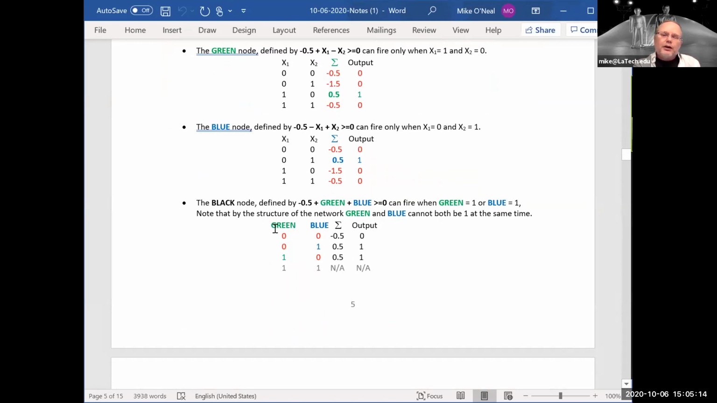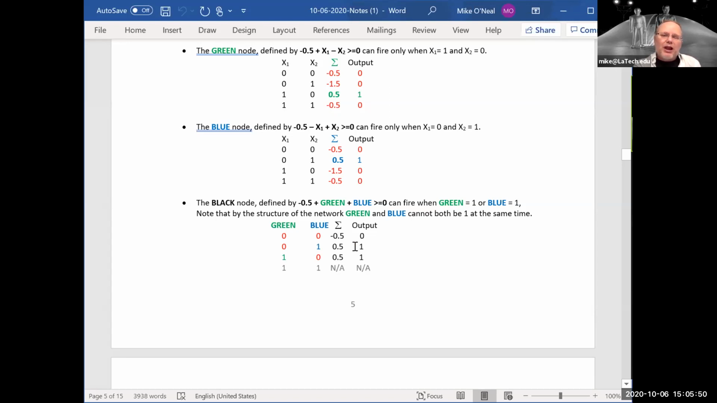Black will generate a 1. If green and blue are both 0, then you get an output of 0. And what if Mr. Green and Mr. Blue are both 1? That cannot occur because the input conditions for green are exactly the opposite of the input conditions for blue. So there is no way that green and blue can be firing at the same time. And that's why I grayed out and put non-applicable on this third row, because it just can't happen.